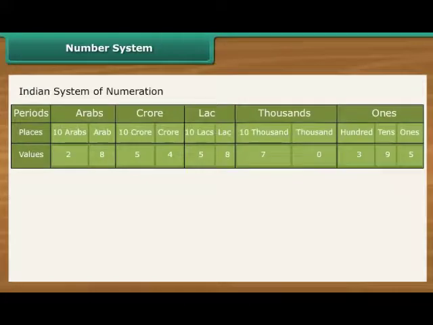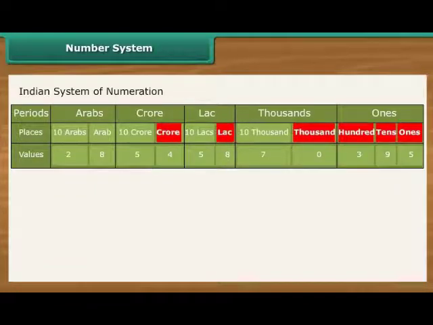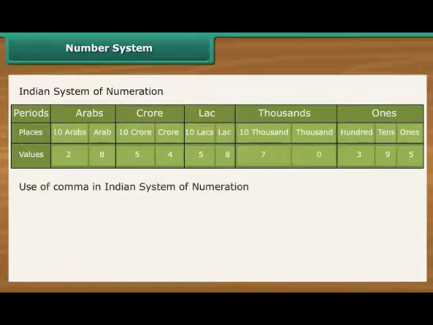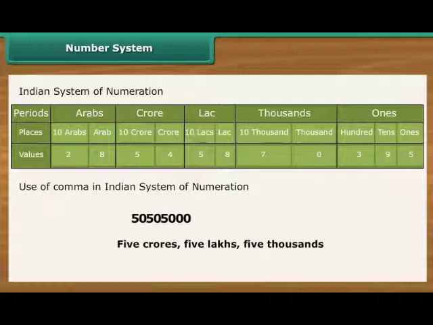Number system. In our Indian system of numeration, we use ones, tens, hundreds, thousands, and then lakhs and crores. Comma is used to mark thousands, lakhs, and crores. The first comma comes after the hundreds place, 3 digits from the right, and marks thousands. The second comma comes 2 digits later, 5 digits from the right. It comes after the 10,000's place and marks lakh.